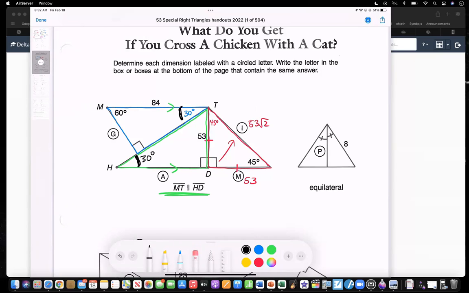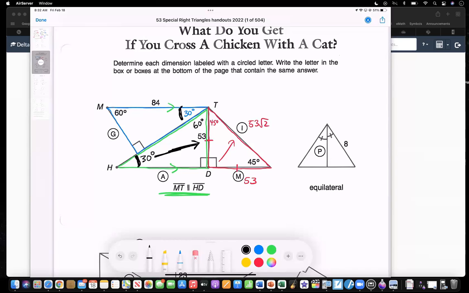Okay, so that also means if that's 30, well, then this would have to be 60, right? Because we need a 30, 60, 90, so we need 180. So we do have a special right triangle here. So always identify the short leg. So where's my 30 is here. So that means the short leg is 53. Okay, so we could find the other side.